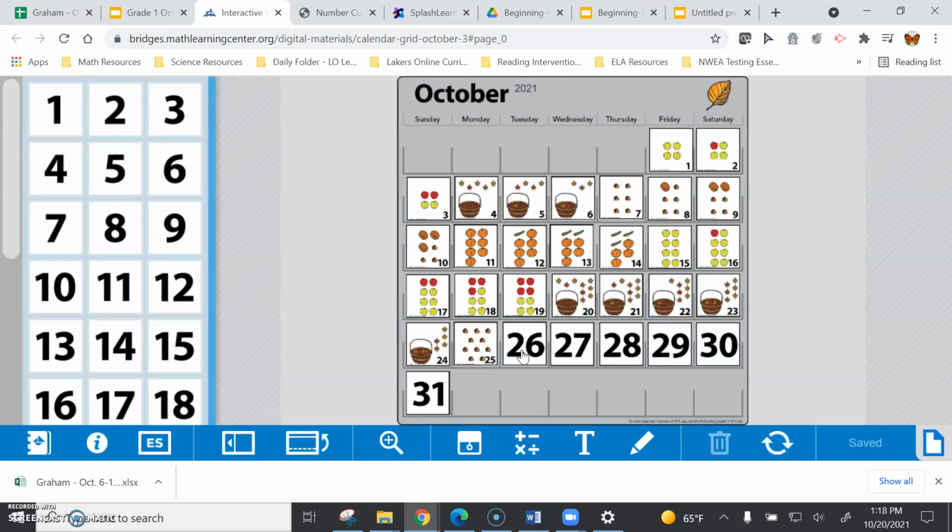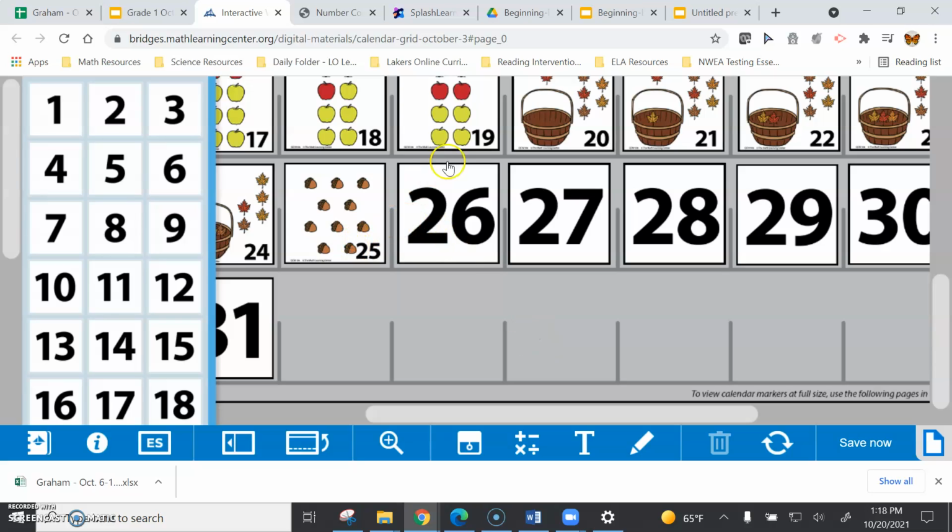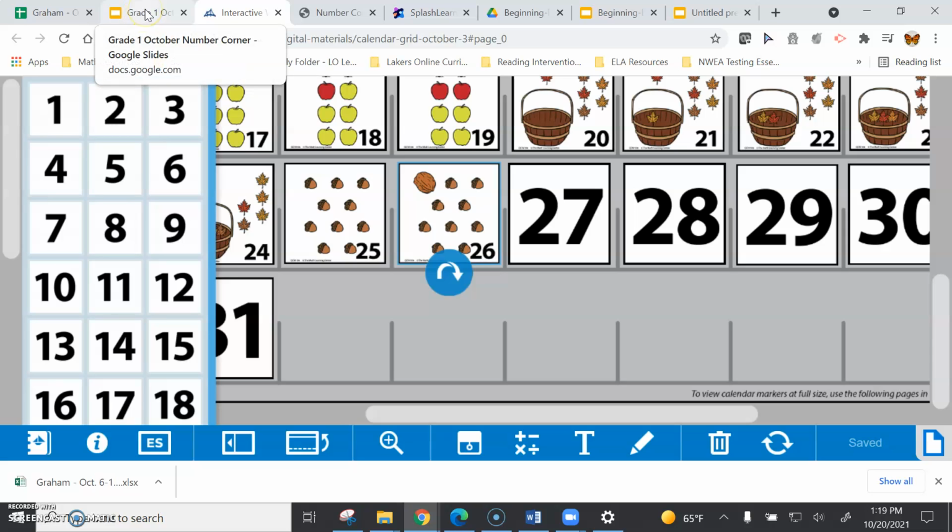What do you think it'll be? Will it be more acorns or a different thing? Let's find out. Whoa! We have 2, 4, 6, 8, 9 acorns and 1 chestnut. Wow. Let's think of a number story to go along with it. Can you think of one?